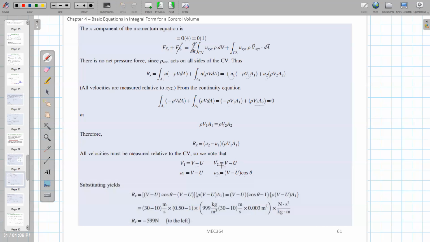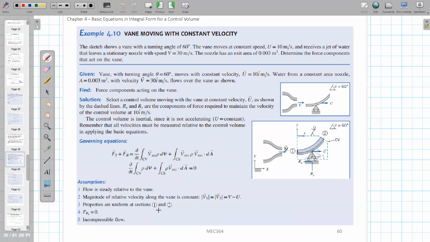Okay, x component of this one, and you substitute these things back into the x direction momentum equation, back to this equation here. Since the v value and the u value, all the velocities, you know, you can calculate what the x direction resultant force will be. It will be minus 599 Newton.